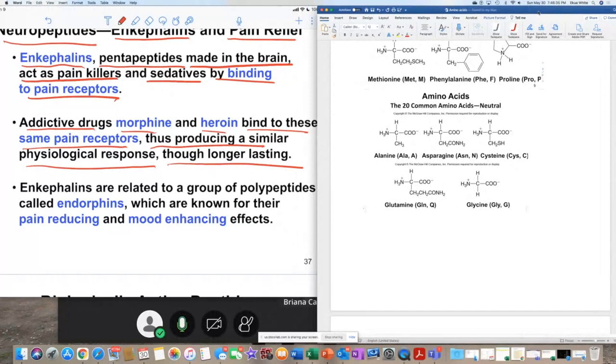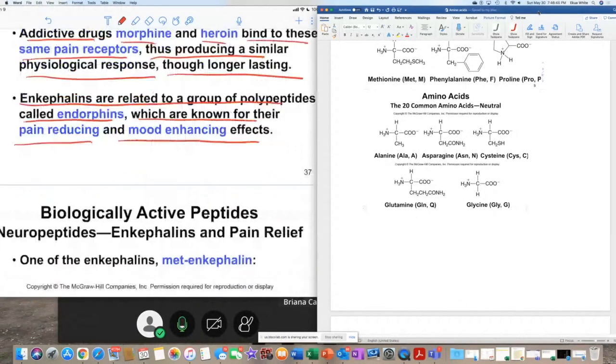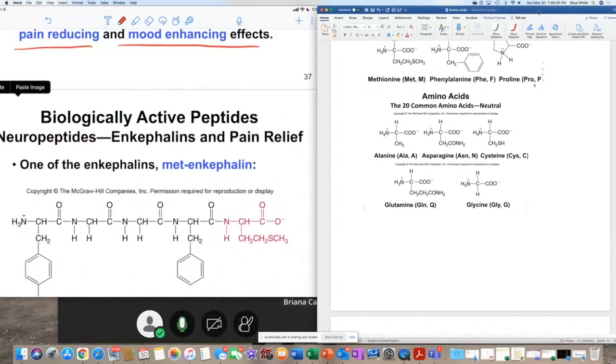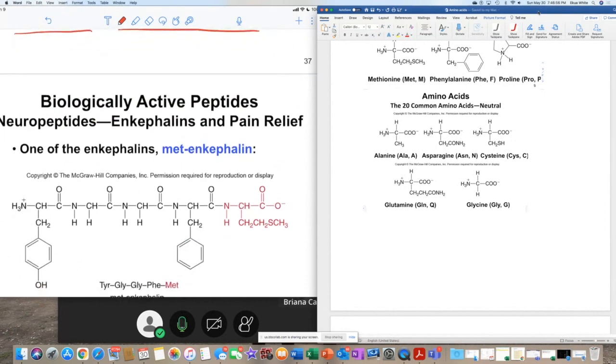And so let's see. Enkephalins are related to a group of polypeptides called endorphins, which are known for their pain-reducing and mood-enhancing effects. They usually say, go work out to get some more endorphins. And then, you have the people who are crazy in the gym and trying to get that natural high from working out and stuff like that.